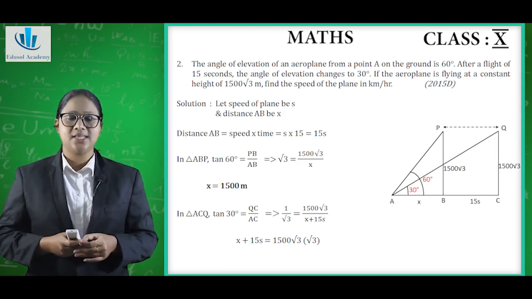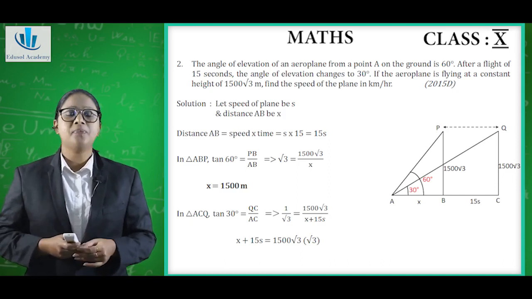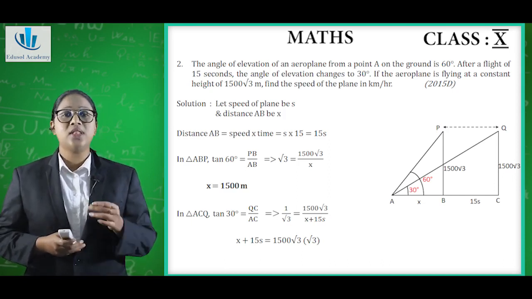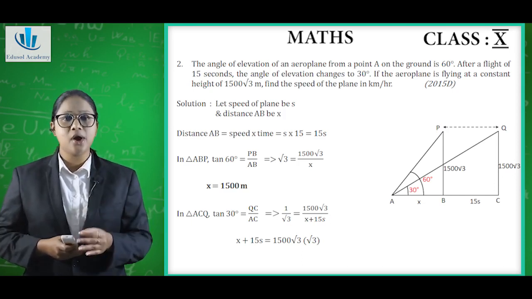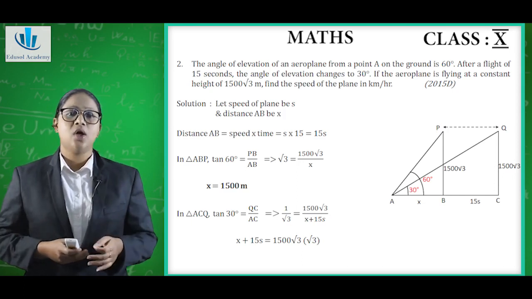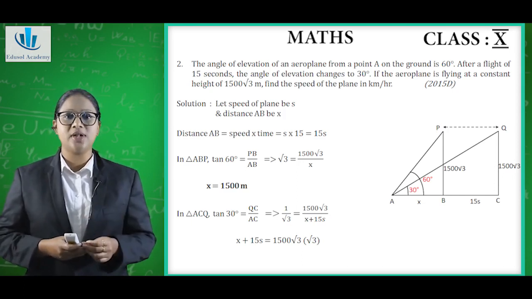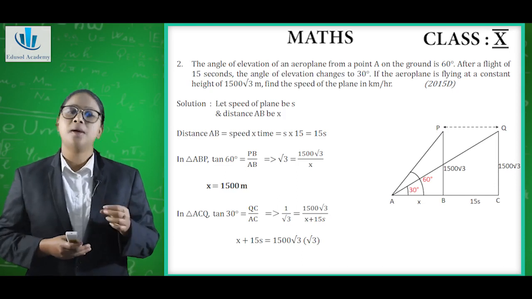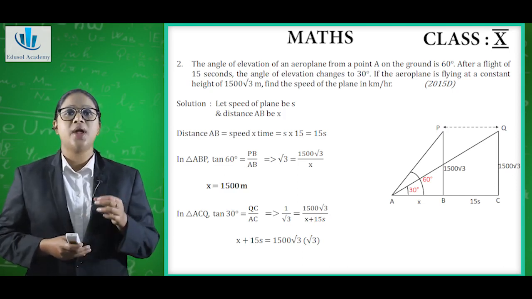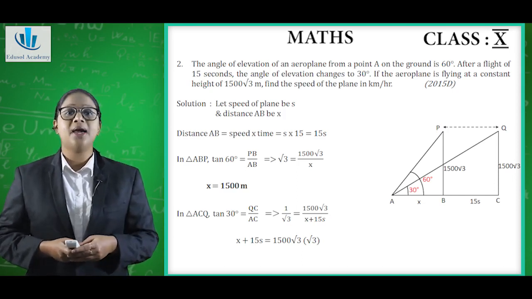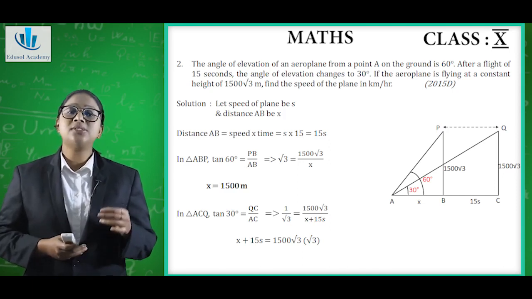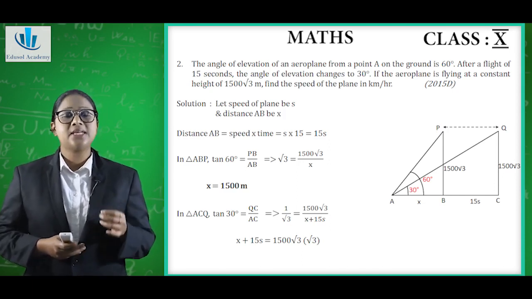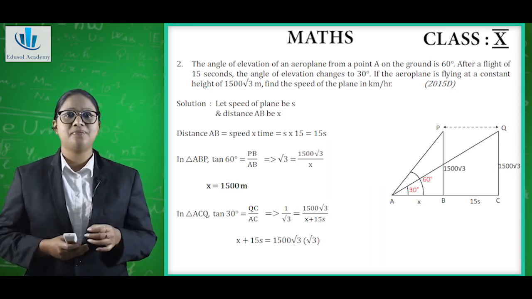So in the triangle ABP, tan 60 is equal to PB by AB. Tan 60 is root 3, so that is equal to PB is the height, so that is 1500 root 3 by x. From that we can get x is equal to 1500 meter. In the next triangle, triangle ACQ, tan 30 is equal to QC by AC. Tan 30 is 1 by root 3, then it's equal to 1500 root 3 by x plus 15s.